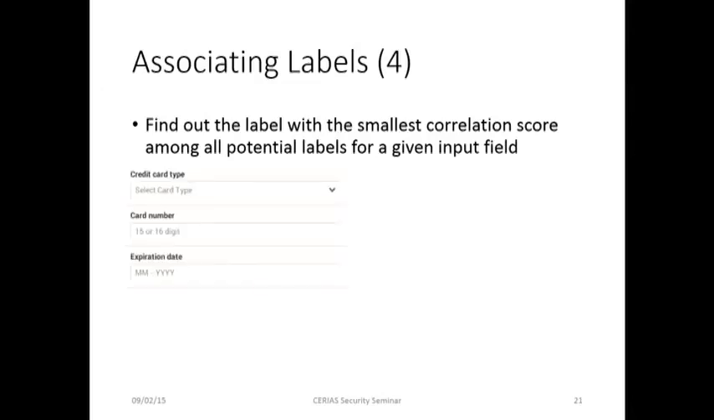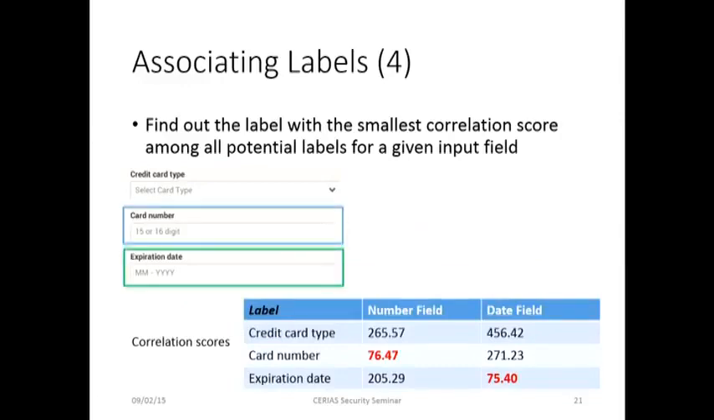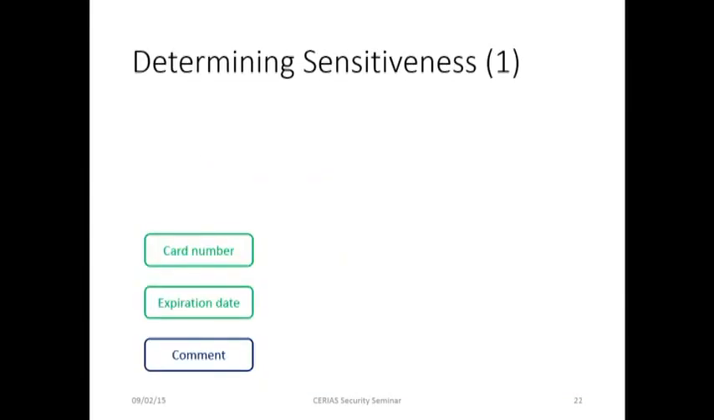One example is that in this example, both fields, card number and expiration date, have 3 alternatives. And their correlation scores are computed here. Based on our policy, the label card number is associated with the number field, and the label expiration date is associated with the date field. Now we have the label text for each input field.